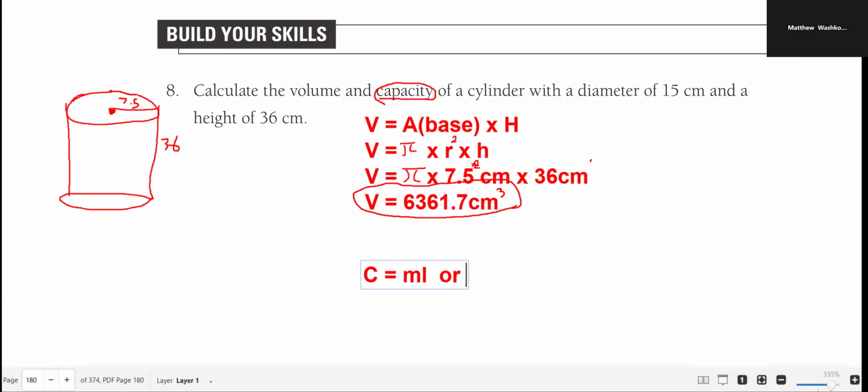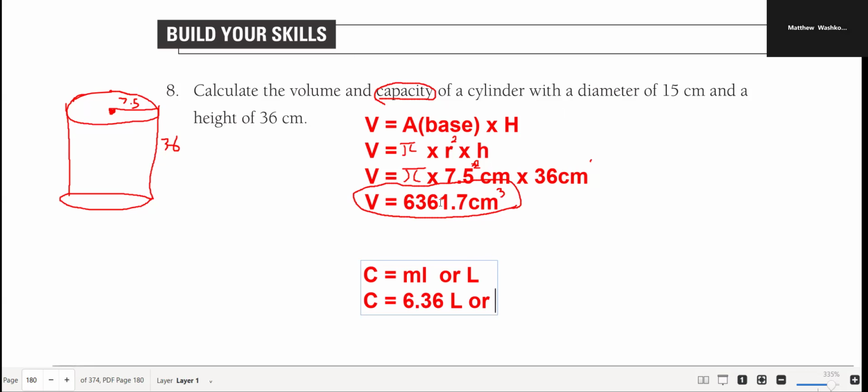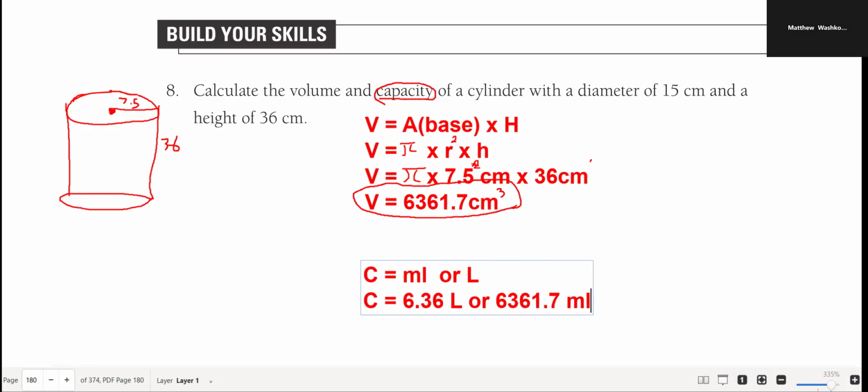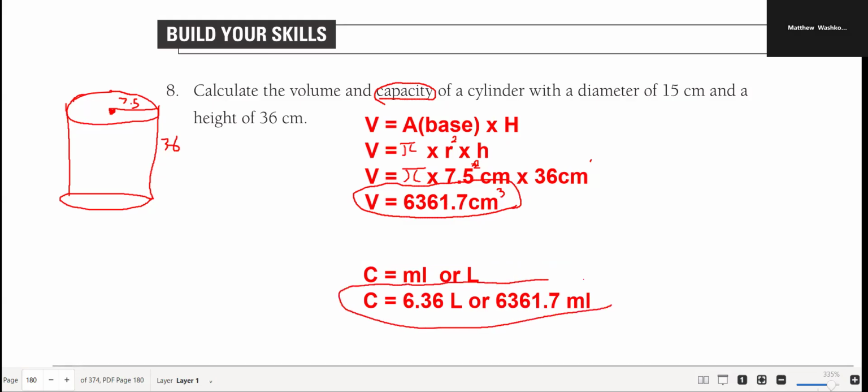I have to turn it into milliliters or liters, right? Doesn't matter which one you pick. At this point, I trust you guys to do it. Divide it by 1,000 to get to liters. So it'd be 6.36 liters. Or just move the decimal place. Or just keep it 1-to-1, and it's 6,361.7 milliliters. Either's fine. I don't care which one unless it specifies. So check. That's the full question.